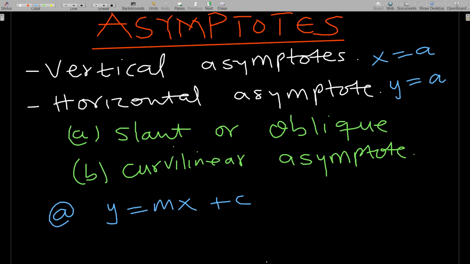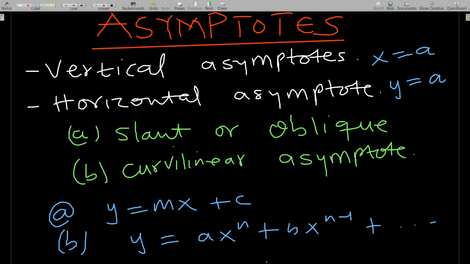They all happen at some point, or they have their conditions where they happen, and I'll explain them to you. And then we have the curvilinear, which will be y equals ax to the power n plus bx to the power n minus 1, just a polynomial like that. This is the oblique or slant asymptote, and the last one is the curvilinear, an asymptote of a curve form.